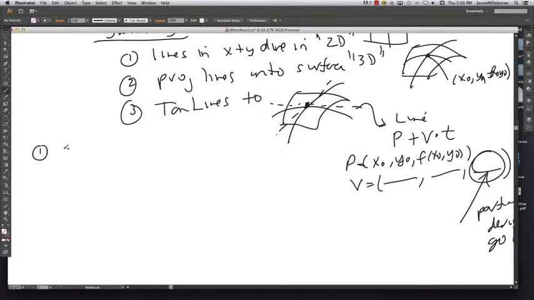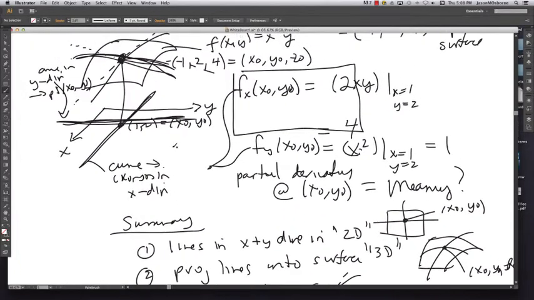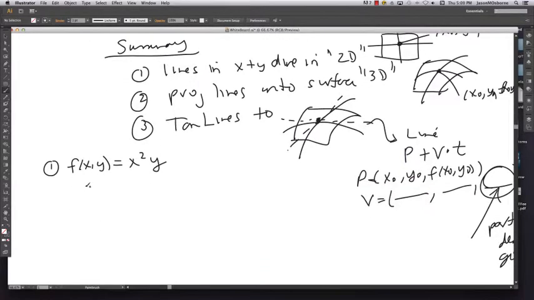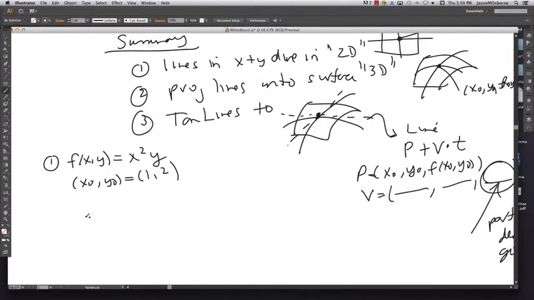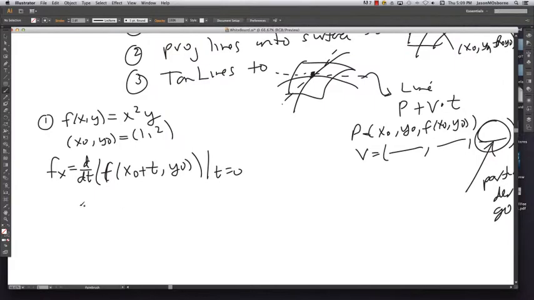So first, you're going to look at the function f of xy is a given. It's going to be x squared y. I think that's the function we chose, x squared y. Yup. Okay. And we chose the point x naught, y naught was 1, 2. Okay. So remember, f sub x is going to be the derivative with respect to t, the function evaluated at x naught plus t, comma y naught, and then evaluated at t equals 0. Okay. And if you follow through with that, you should get 4.